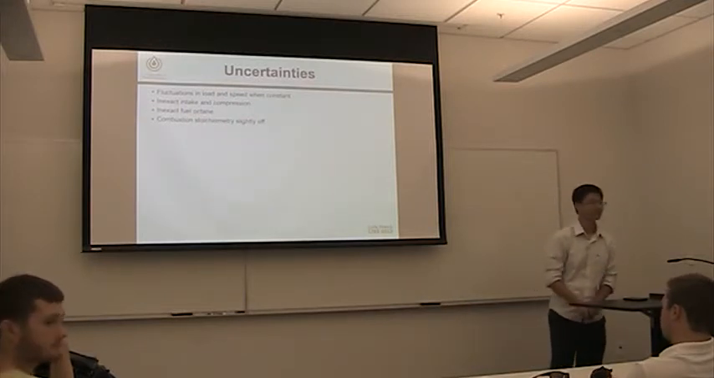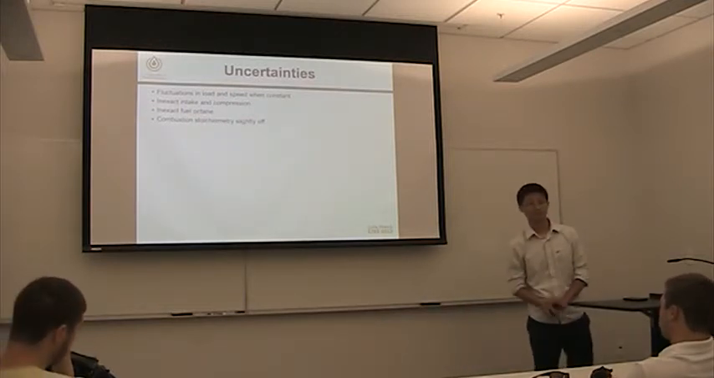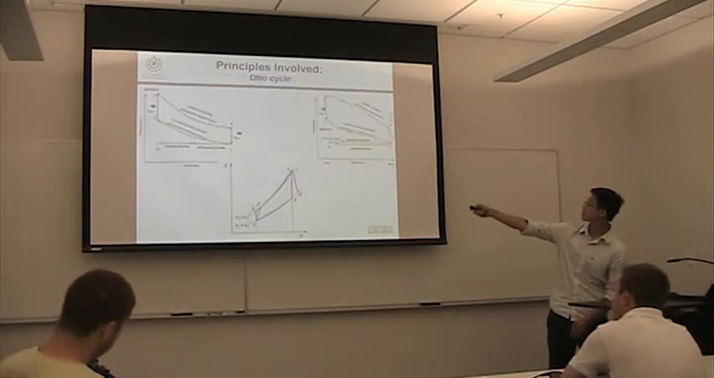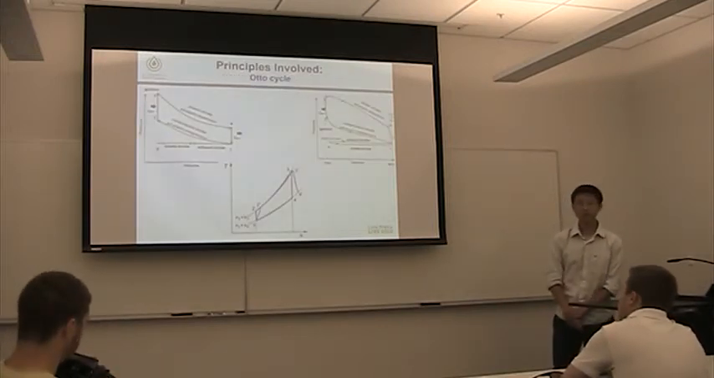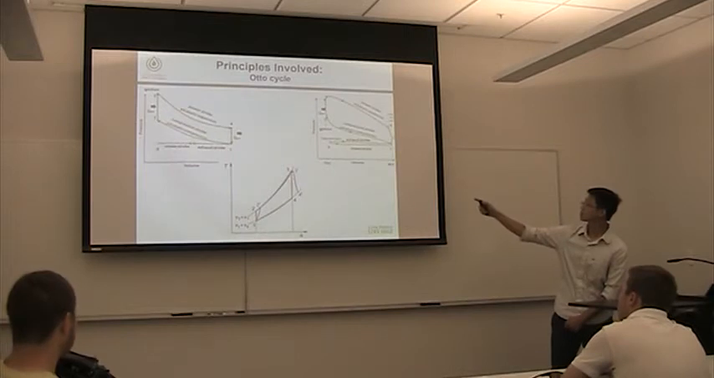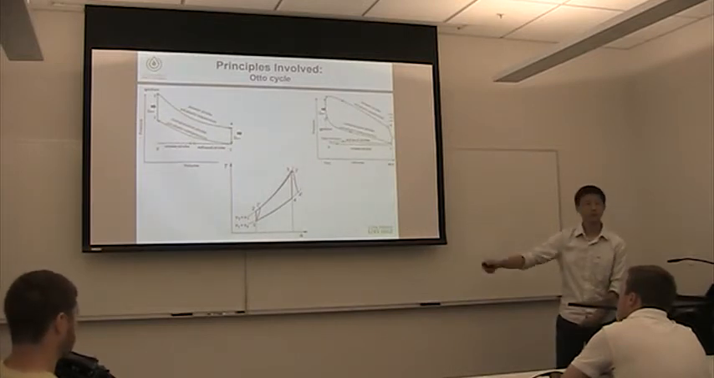Any questions? Yes? Can you go back to the Otto cycle slide? Now, this is a one-cylinder engine, so my question would be, would adding more cylinders make the real graph on the right-hand side look more like the ideal case, or vice versa, or anything like that?